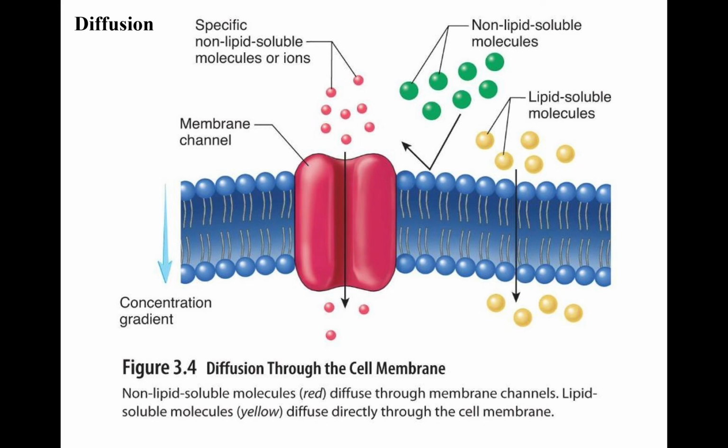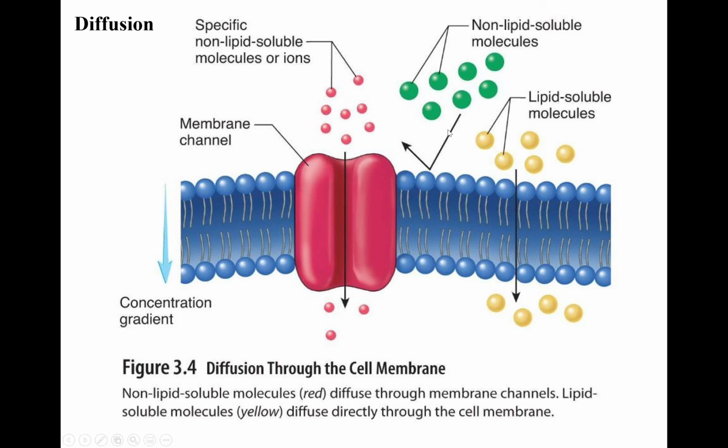So those are the notes for your section 3.3. This shows you another picture of the membrane and the different things we talked about. If it's lipid soluble, that means it can go directly through this membrane. You don't have to have any extra help. It naturally goes through because these tails of the phospholipids are made of lipids.